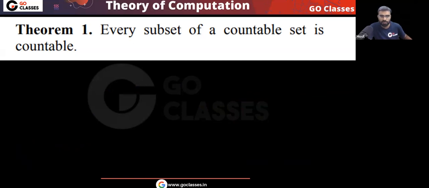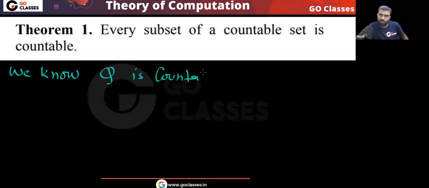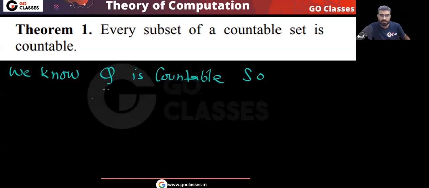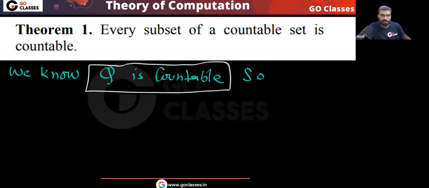Now this is useful. You already know the set of rational numbers is countable. We know that Q is countable. So because of this, what will become countable? This is your set of all rational numbers.